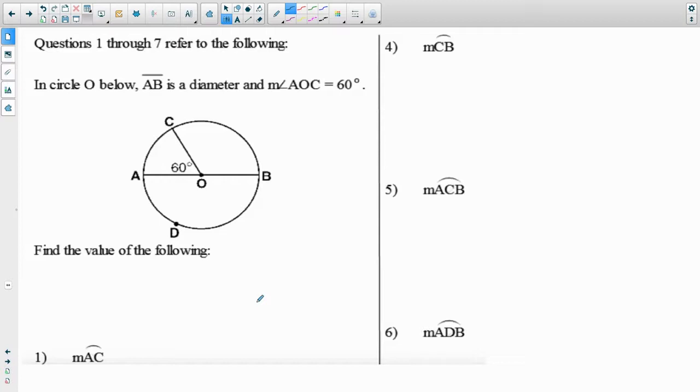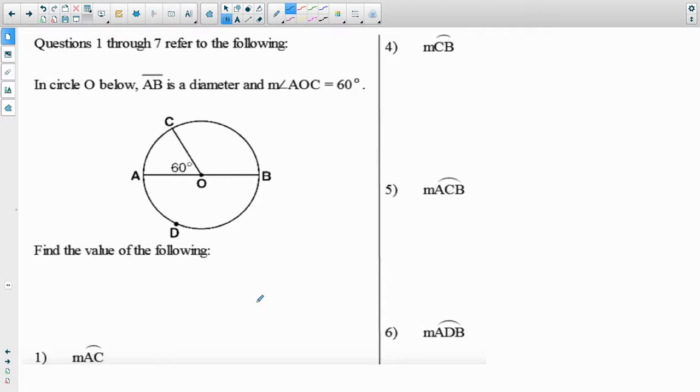Okay, in this problem, they give us circle O. Whenever they name a circle, the point that is its name will be the center of the circle. They tell us that AB is a diameter, which means it's a chord that goes through the circle. And then they give us the angle AOC as being 60 degrees.